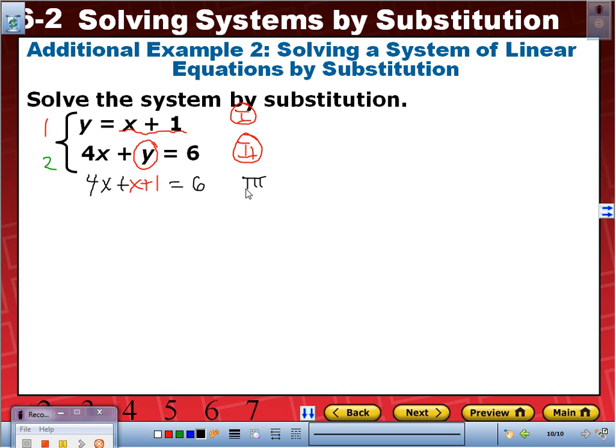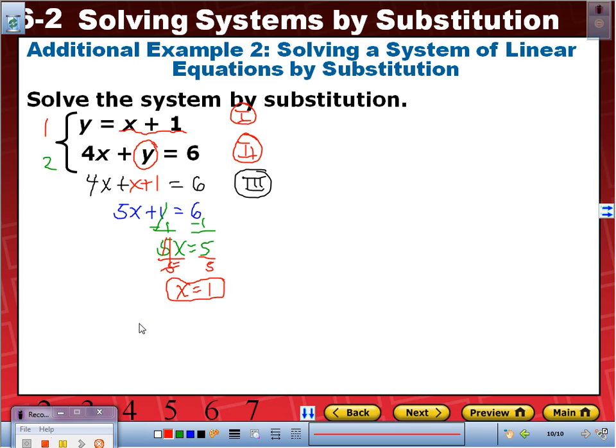So therefore, step 3, we can combine like terms and solve for the remaining variable. Can you solve that one by yourself? Yeah? So let's do it together. 4x plus 1x, that's what? 5x plus 1 equals 6. So let's solve that. We subtract 1, subtract 1. We're left with 5x equals 5. And what's my last step? Divide by 5. Divide by 5. 5 over 5 is 1. 1 times x is x. And 5 over 5 is 1. Okay? Hands up if you got x equals 1. So step 3 is done.